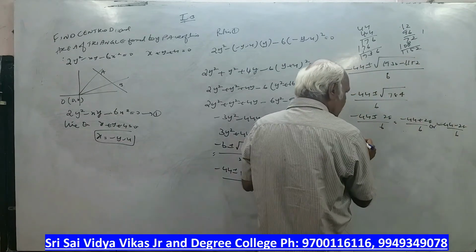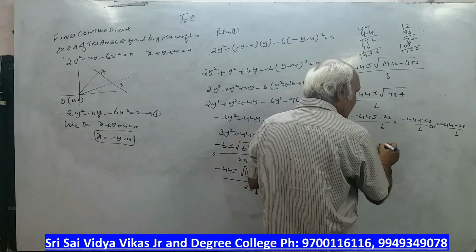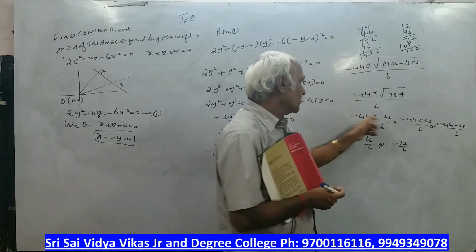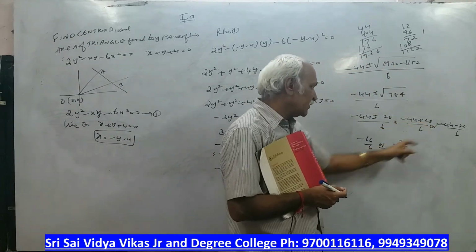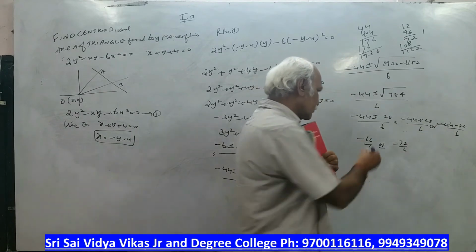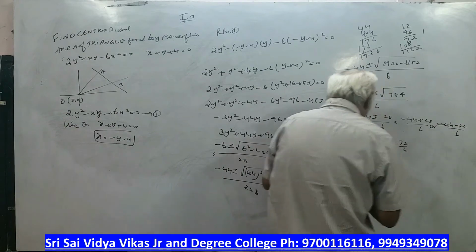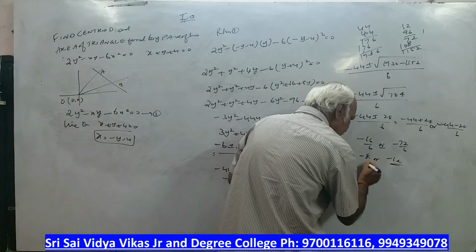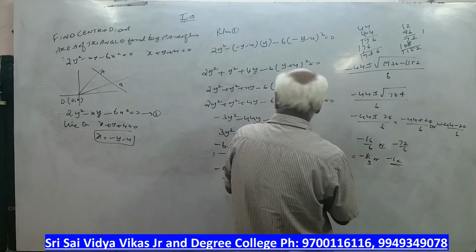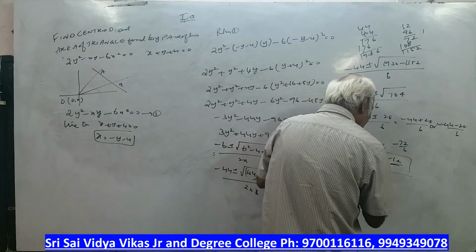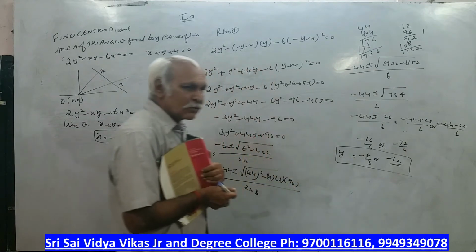So this becomes minus 16 by 6 or minus 72 by 6. Here minus 44 plus 28 is minus 16 by 6 or minus 72 by 6. So this becomes minus 8 by 3 or minus 12. So which values did we get? The y values. What are the y values? Minus 8 by 3 and minus 12. Copy them up here.